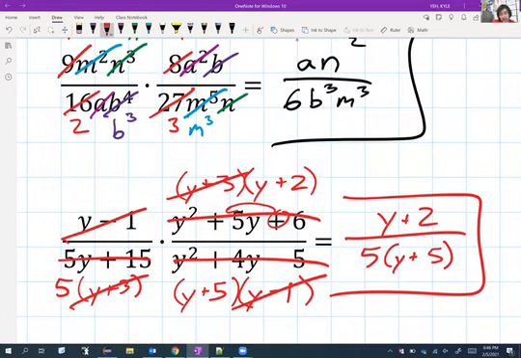I would probably leave it like this on bottom. Could you multiply that out and say 5y plus 25? You could, yes. However, for reasons you don't know yet, but we will see in a future section in this chapter, it will oftentimes be a lot more convenient just to leave the denominators factored. So I'm just going to leave it 5 times (y plus 5).